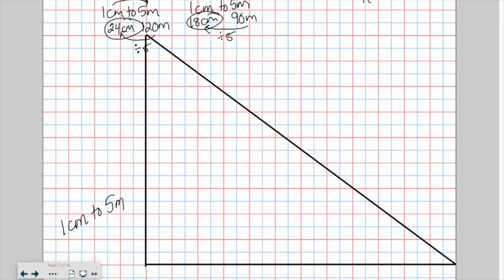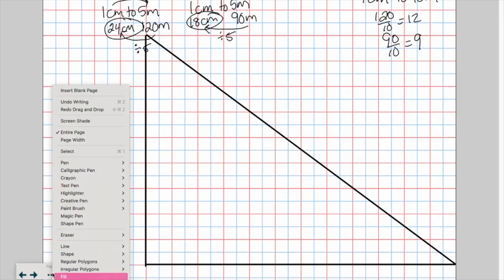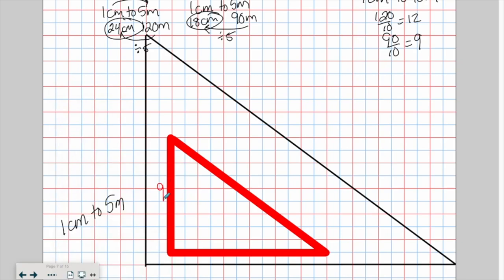If we do the 1 centimeter to 10 meters, now to get from centimeters to meters, I'm multiplying by 10. So I need to do 120 divided by 10 is 12, and 90 divided by 10 is 9. And I'm going to draw that inside. So this is 9, this is 18. And we looked and we saw, wow, from this scale to this scale, I'm multiplying the meters by 10. But the scale factor from drawing 1 to drawing 2 is 1/2.